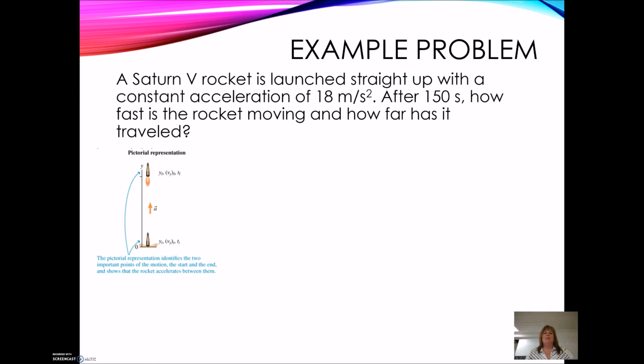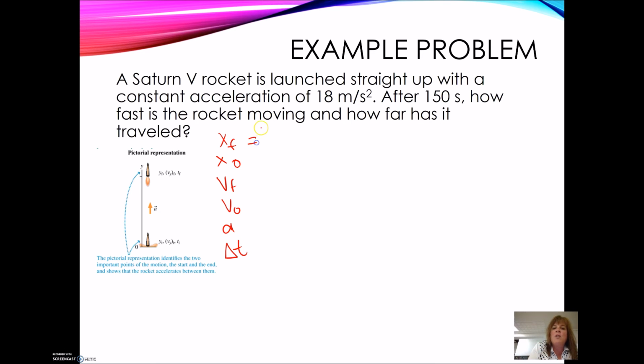So let's do an example. Here I have a Saturn rocket that's launched straight up with a constant acceleration of 18 meters per second squared. I want to know how fast the rocket is moving after 150 seconds and how far it's traveled. So the first thing I'm going to do is make a little table. I'm going to start with x final, x initial, v final, v initial, acceleration, and time. So 6 variables, doesn't matter what order you put them in.